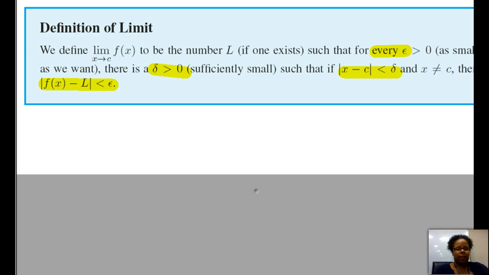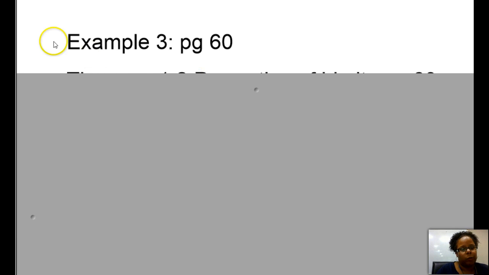So now let's take a look at how we find that delta if we pick any epsilon. Actually, we're not going to have a chance to look at that because I don't want this video to be long. But example 3, on page 60 in section 1.8, does give a good example of finding a delta whenever you pick any epsilon.